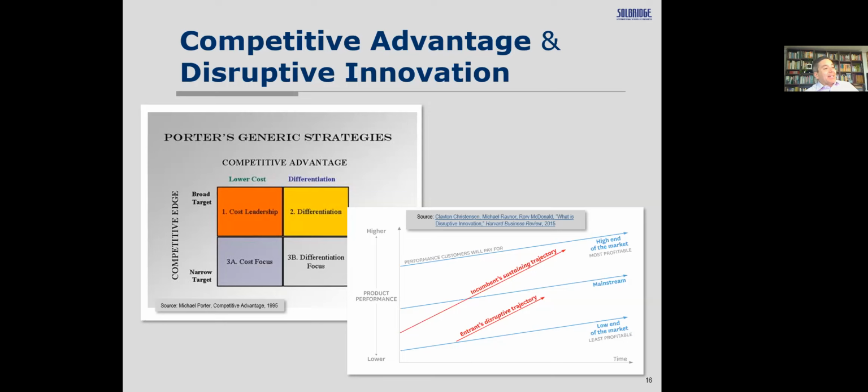So I will explain that in this chart. This is time on the horizontal axis and product performance on the vertical axis, how good the product is. And at the high end, let's talk about the mainstream. This is the mainstream market performance. In other words, what people want. And the incumbent is the existing company, which incrementally improves that technology over time. So this is kind of like Sony.